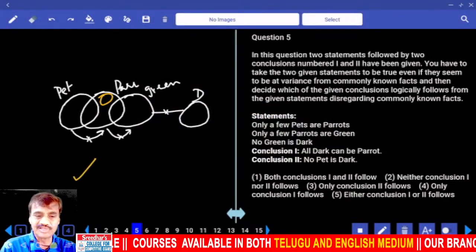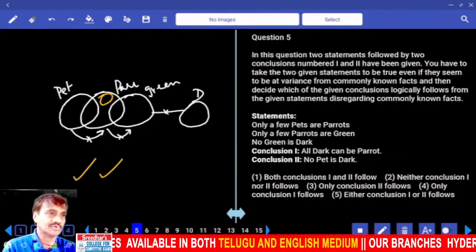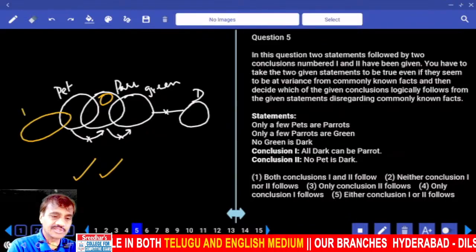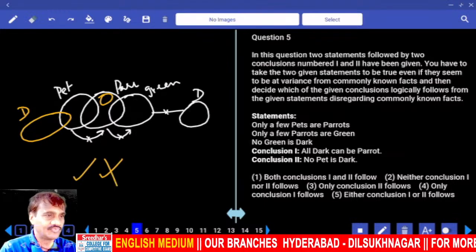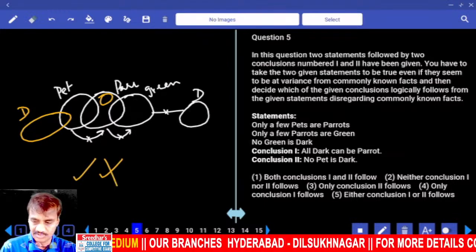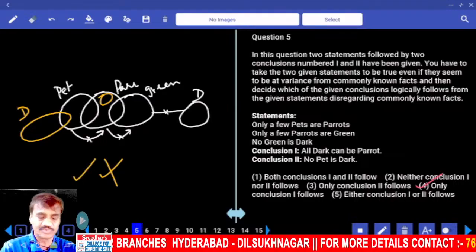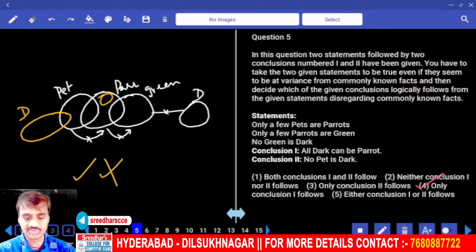Yes. No pet is dark. That is true as of now. To make this one false, some pet is dark is true, and no pet is dark will be false. Then what is your answer? Only one. That is the choice for question number 5. The next one, the 6th one.